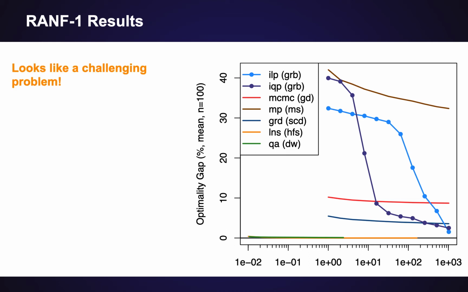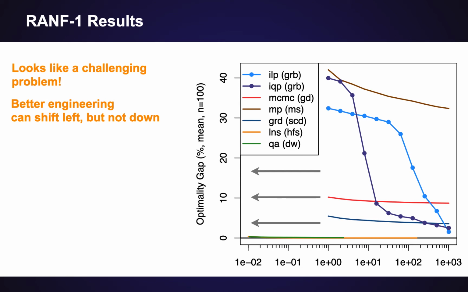And the first thing you can see is that this looks like a challenging problem. The good news is that all of the classical algorithms except for HFS have a significant optimality gap, and it's taking a lot of time for them to decrease. And so for some of these algorithms, like the MC-MC algorithm or the steepest gradient descent algorithm, we can see that even if we engineered it to be 1 or 2 orders of magnitude faster, it wouldn't actually change the ranking of algorithms here. So there's a really big algorithmic challenge that needs to be conquered to improve these particular algorithms on this instance.